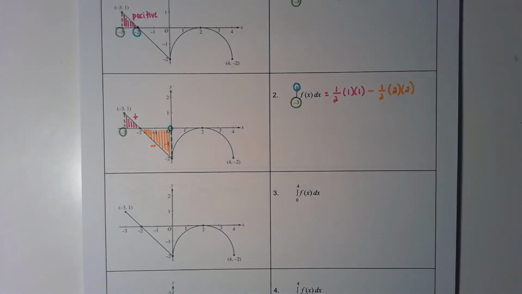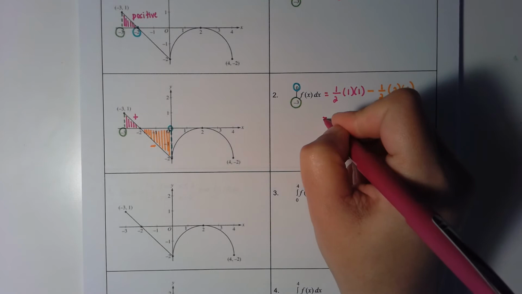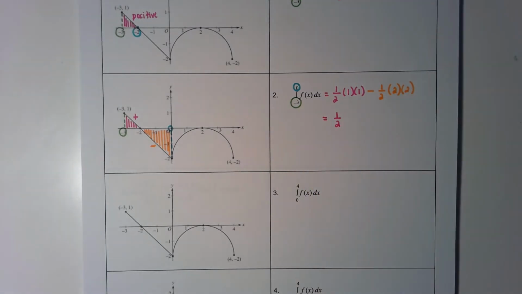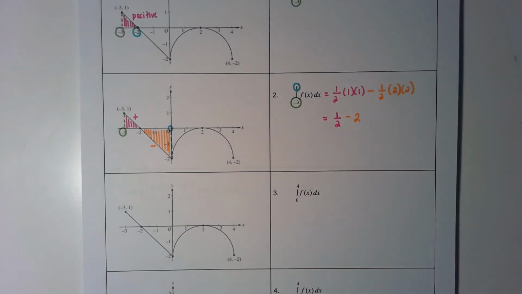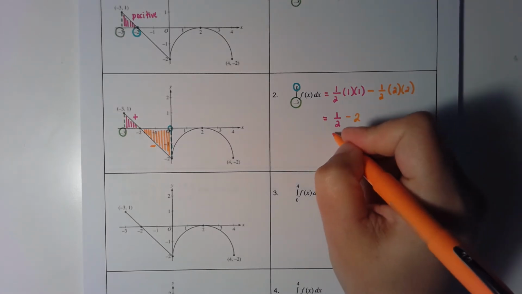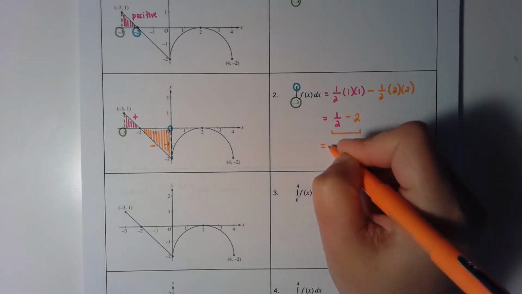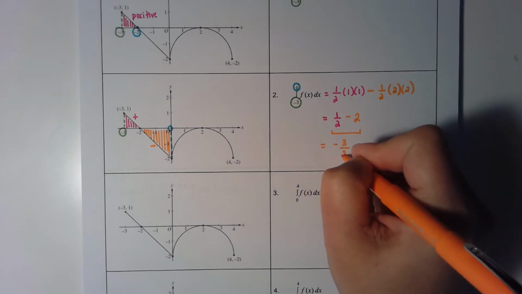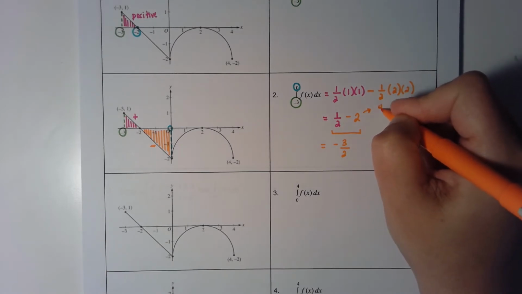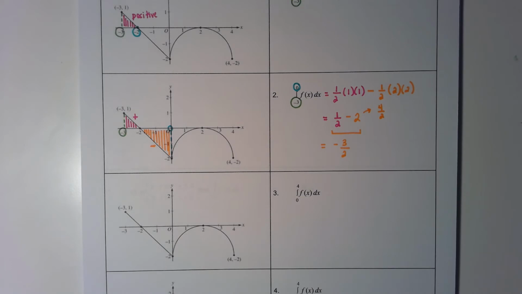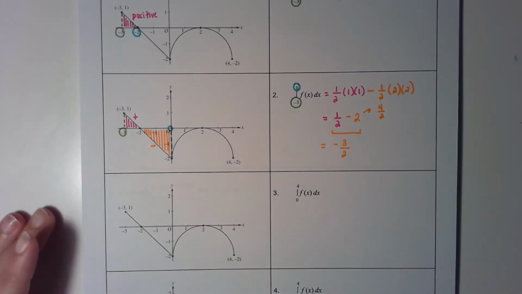Now, when I find my answer here, I'm going to get 1/2 minus, now 2 times 2 is 4 and half of that is 2. So 1/2 minus 2, which means my final answer will just be whatever I get when I do 1/2 minus 2, which in this case is going to be negative 3/2. You can think about this 2 as being 4/2 in order to think about this with common denominators. So 1 minus 4 would be negative 3/2.